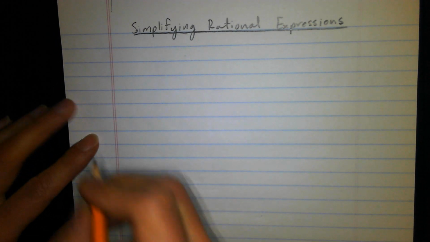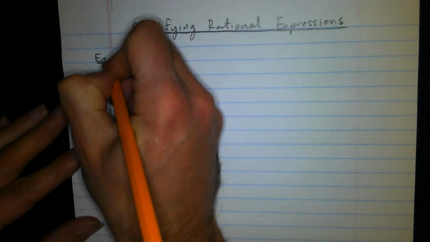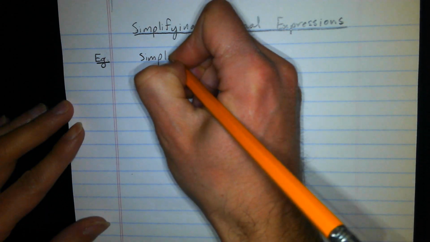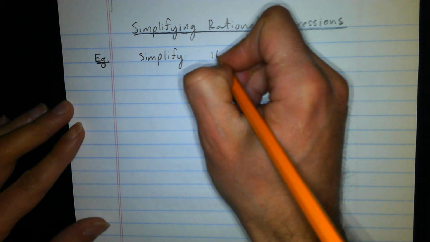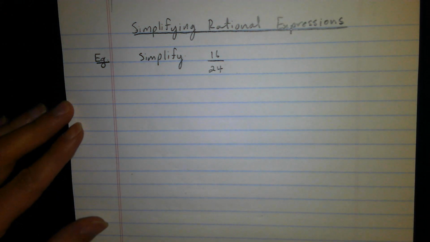Okay, so let's begin here. I think first we'll look at a numerical example. So let's see what I've got in store for you guys. Okay, well, let's look at simplifying this fraction. Well, there's not much to it here. All we're really asking you to do is reduce this fraction.